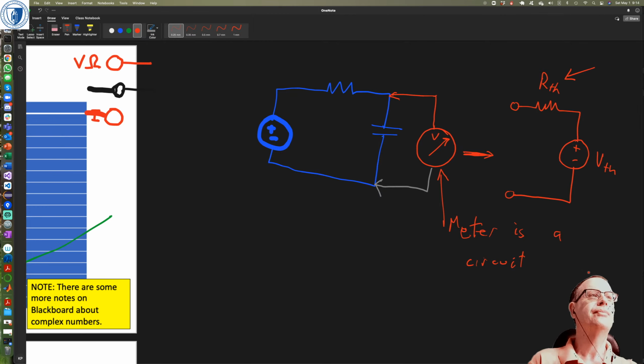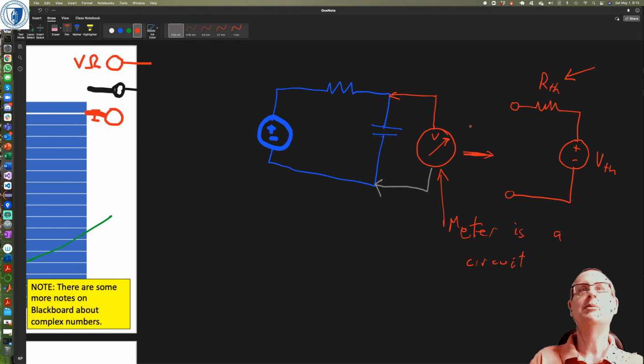Is RTH part of the multimeter? Is that what we're looking at with this? Right. So the idea is that I'm measuring the voltage across the capacitor with the multimeter, and I know I can replace just about any circuit with its Thevenin equivalent. So I'm replacing the multimeter with the circuit on the right, with this one here.